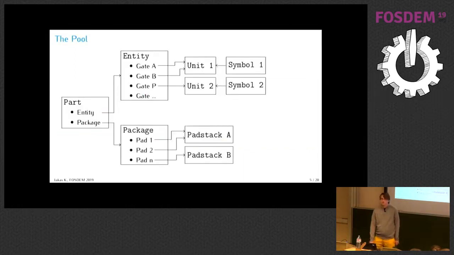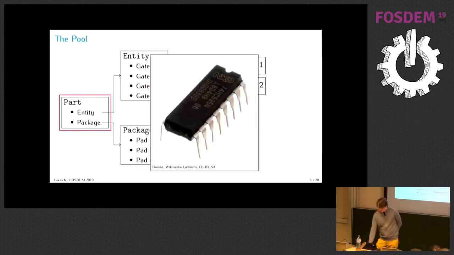So what does the pool look like? On the top you've got the part, and the rest of the things have names like entity and unit. The part is an actual part, something that you can go to and order any way you like, and you will get exactly the same one each time. But the part doesn't specify things like the actual package. It just references the package, but doesn't specify the actual footprint itself. Same with the pins.